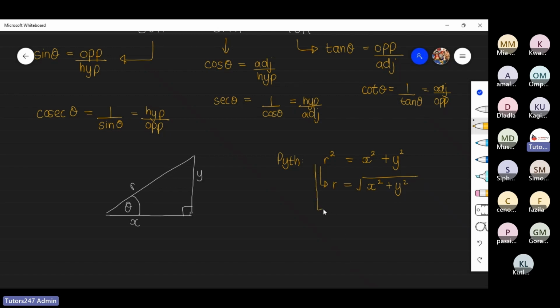If you want to calculate for x, you're going to end up with x equals the square root, and under that square root you'll have r squared minus y squared.